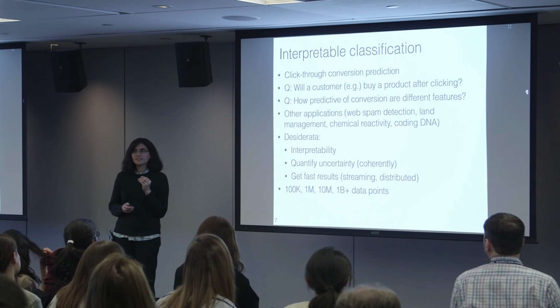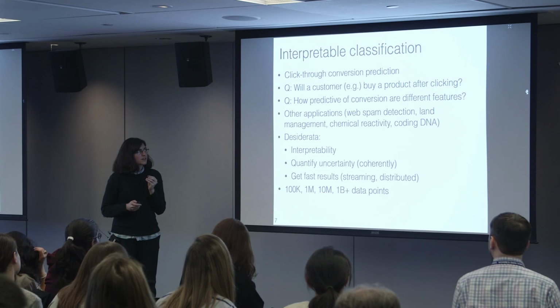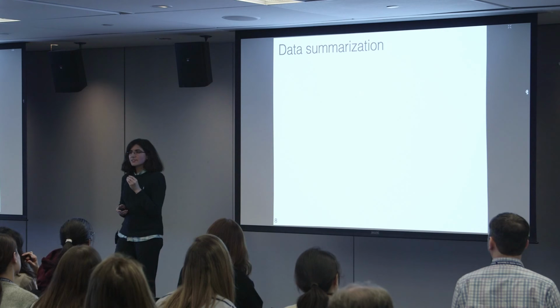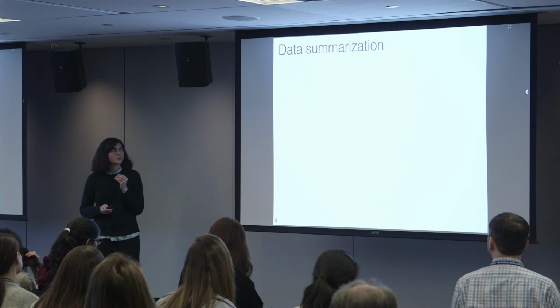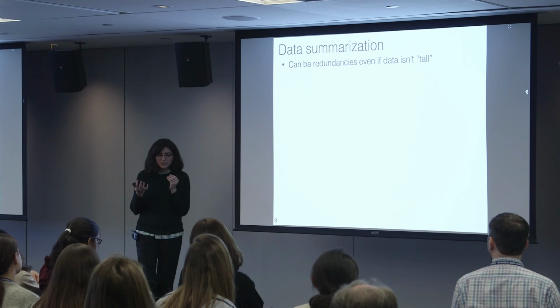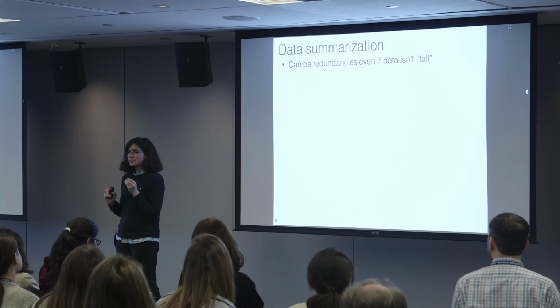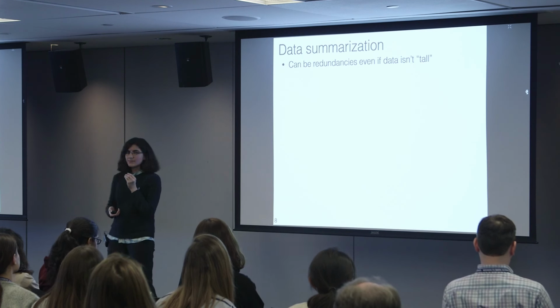Okay, so how are we going to deal with this? How are we still going to meet these goals, but deal with this large-scale problem? The approach that we've been taking is what we like to think of as a data summarization approach. The high-level intuition here is that you can have redundancy in your data, even if it isn't classically tall data. It's not just a bunch of copies of the same thing.